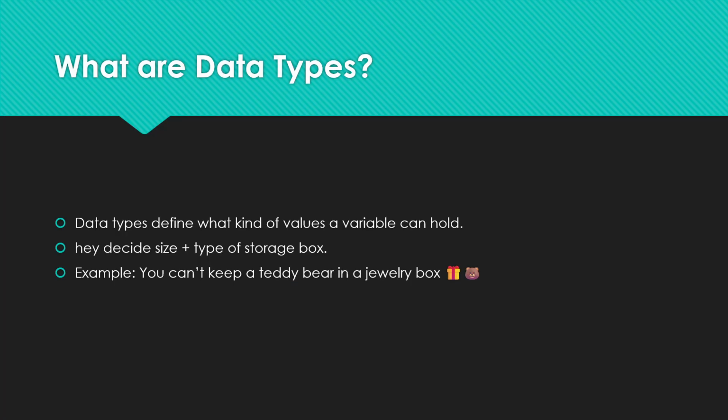Data types are like boxes that hold our values. Each box has a different size and shape. For example, you can't fit a teddy bear inside a small jewelry box, right? Similarly, in Java, you must choose the right data type for the right kind of value. That's why data types are important. They tell Java how much space to use and what kind of data to store.